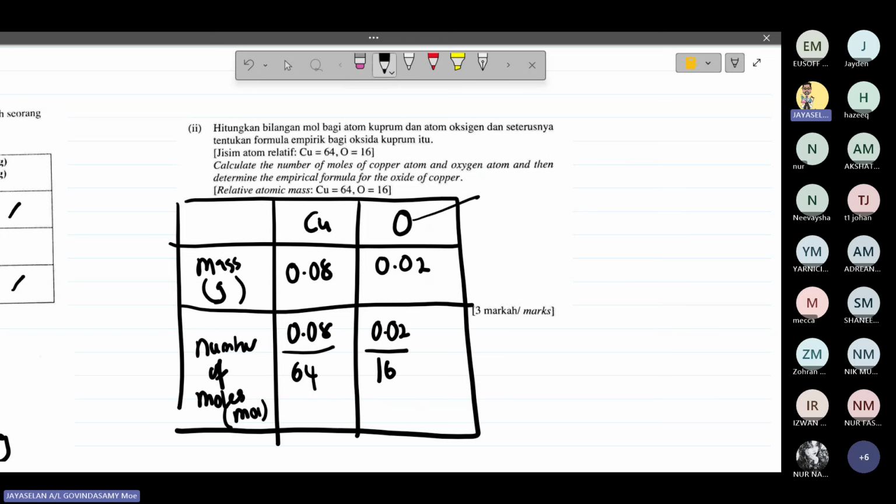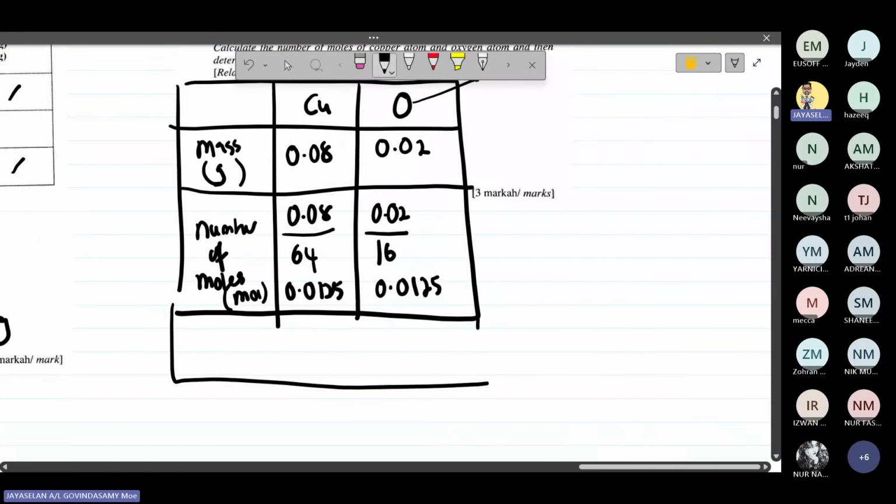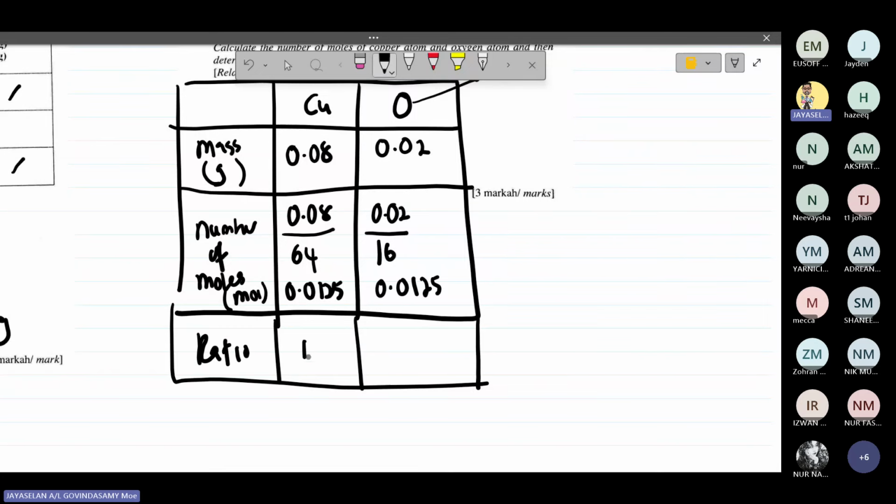So you guys will get what? Okay, 0.0125. Contoh lah. Okay, and this one 0.02 divide with 16. So you guys will get what? Same answer, 0.0125. So when the value same, no need to go and calculate panjang-panjang semua. You just put what? Ratio is what? 1 to 1. Then you write down here empirical formula is CuO. That's all.